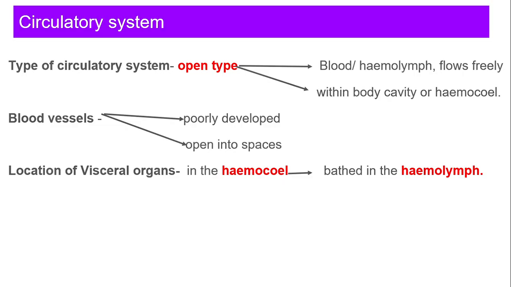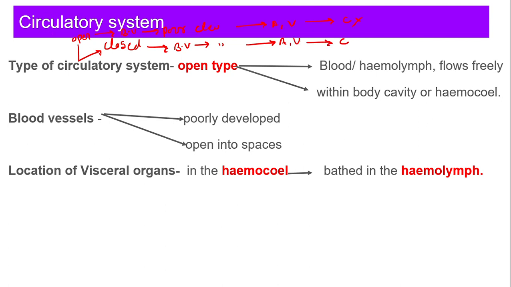Let's begin our class. We'll start with the type of circulatory system. How many types of circulatory system are present? One is the open type and the second one is the closed type. If we talk about the open type, here blood vessels are poorly developed. When I say poorly developed, you will be able to see arteries and veins but won't be able to see the capillaries. What about the closed circulatory system? Here blood vessels are developed. Now, when it is developed, you will be able to see arteries, veins and the capillaries.